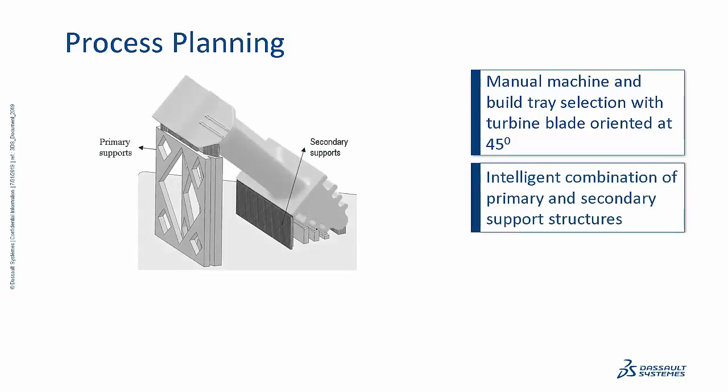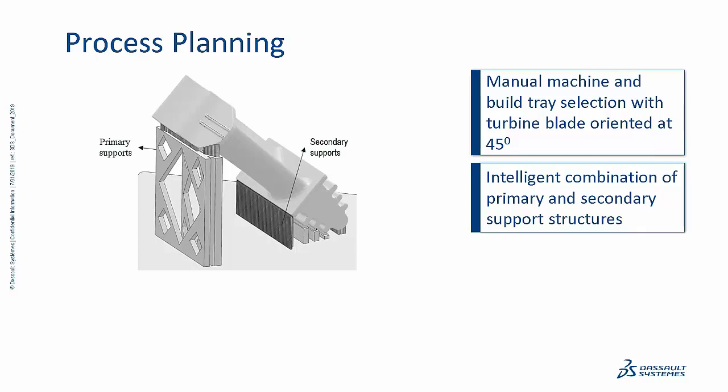Basically, all the resources were selected manually for this case, and the blade was oriented at an angle of 45 degrees. We have an intelligent combination of primary and secondary supports. Primary supports are those designed in CAD itself, so they come in as proper CAD geometry. Secondary supports are those generated in your pre-processing software. In this case, the secondary supports were generated in Delmia, and the primary supports were generated as CAD.